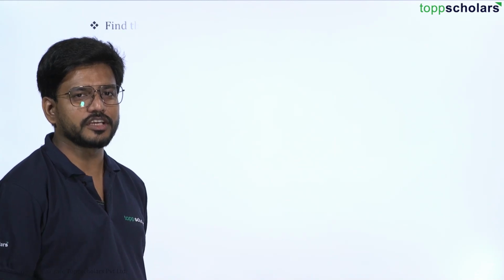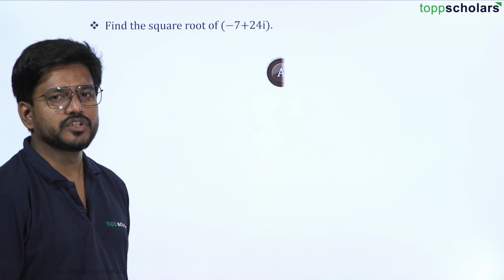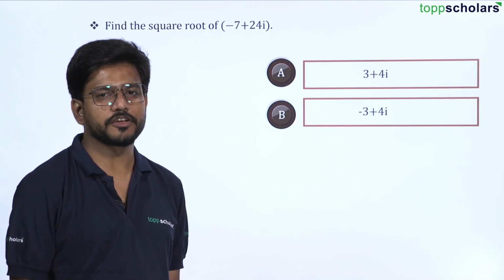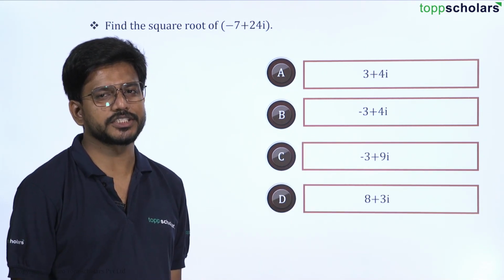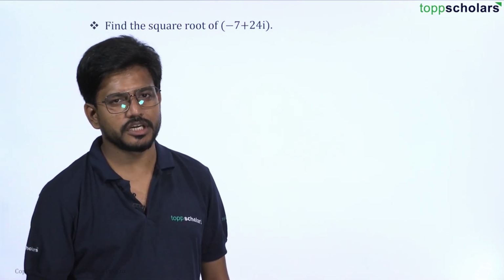So the next question is, find the square root of minus 7 plus 24i. So the options are 3 plus 4i, minus 3 plus 4i, minus 3 plus 9i and 8 plus 3i. Let us see how to solve this. See, there is a simple procedure of doing this.